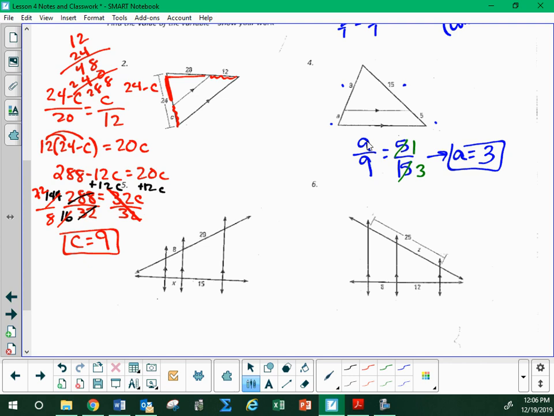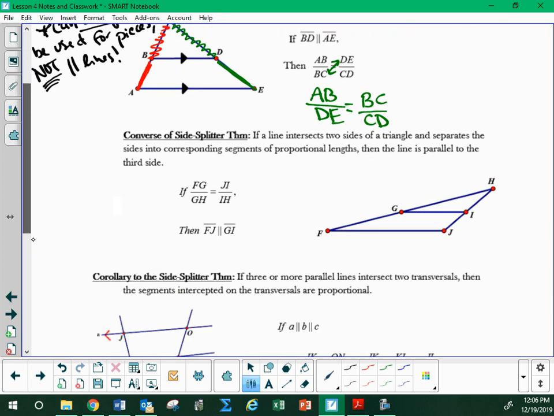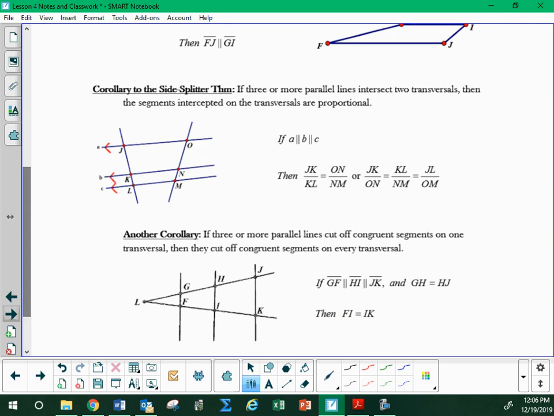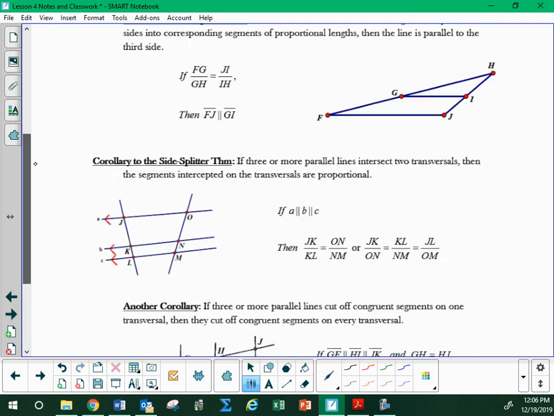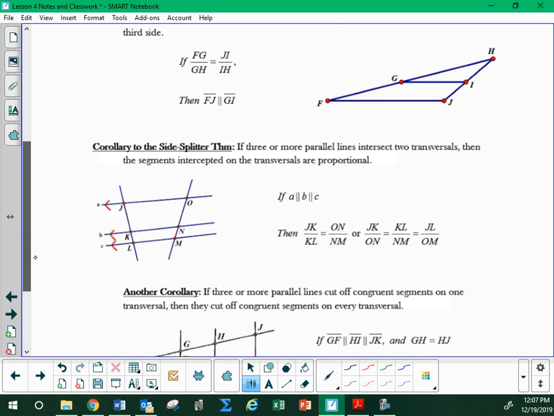So basic side splitter theorem: set up your proportion from your pieces. Let's take a look at the ones below it, our corollaries. Alright, so corollary to side splitter theorem. This is basically not just a triangle with a set of parallel lines, but now we have 3 or more parallel lines. Okay, so we still have transversals. If you think about the side splitter, we have 2 parallel lines and 2 transversals. So we're going to take that scenario and extend it out. What if I throw on another parallel line and extend out my transversals? So that's what our corollary is talking about.